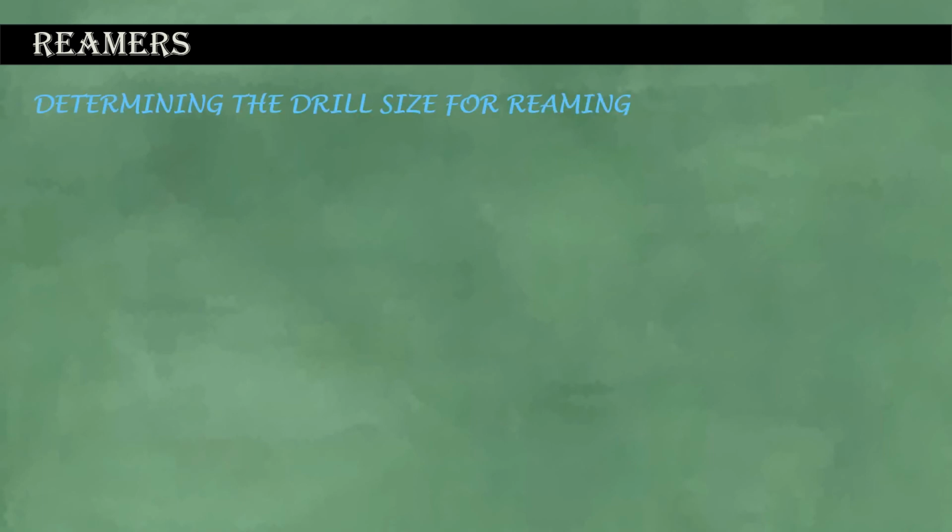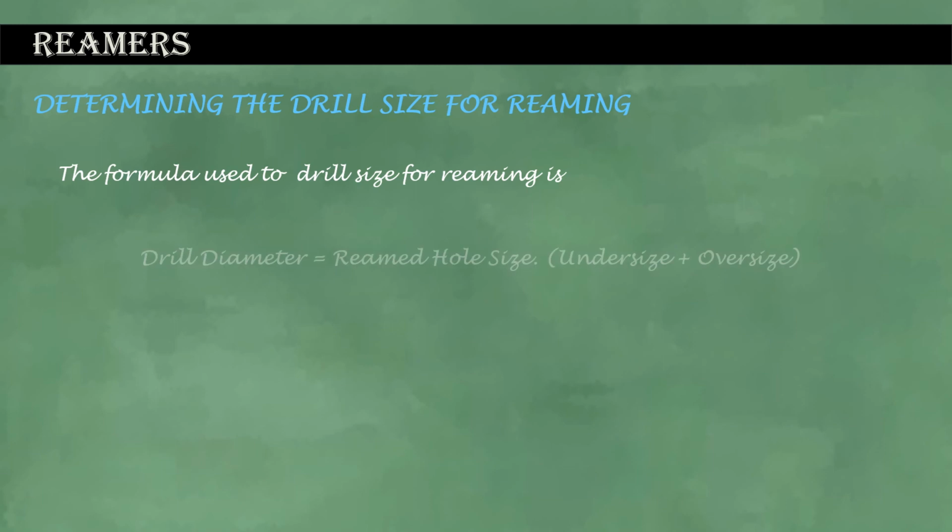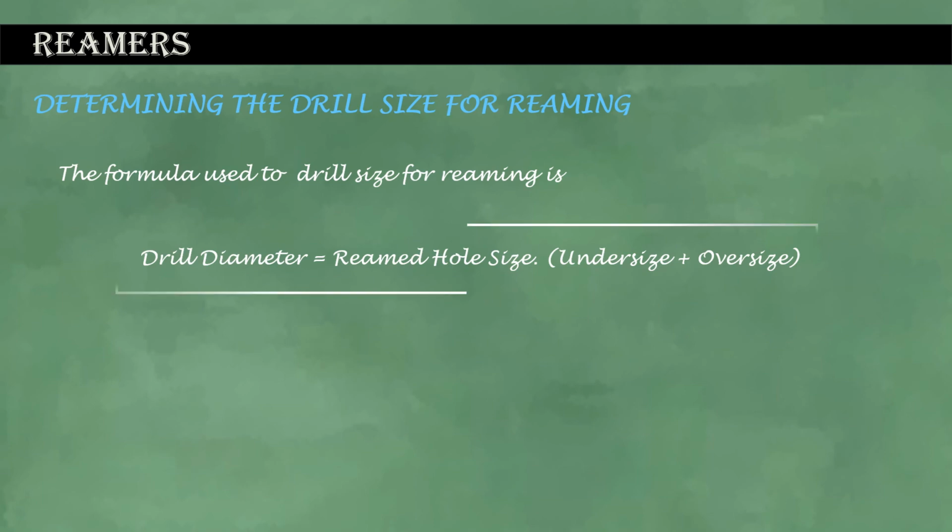Determining the drill size for reaming. The formula used to determine drill size for reaming is: drill diameter is equal to reamed hole size minus undersize plus oversize.